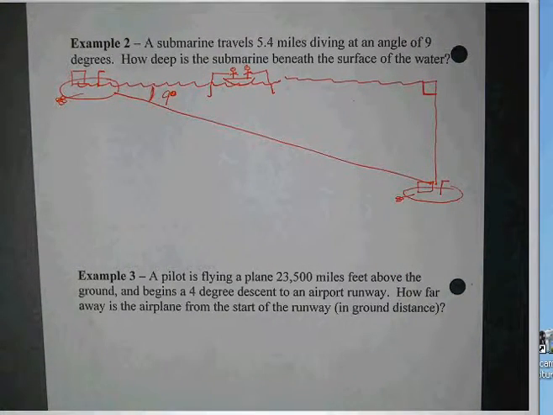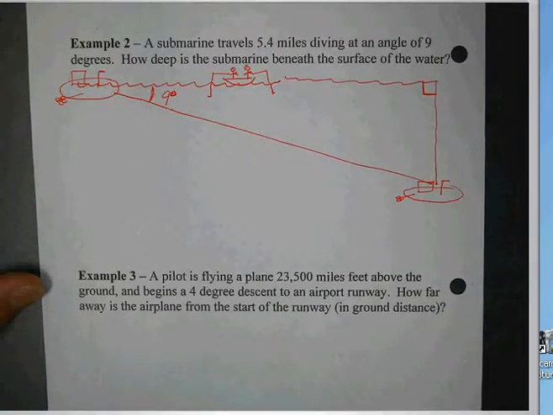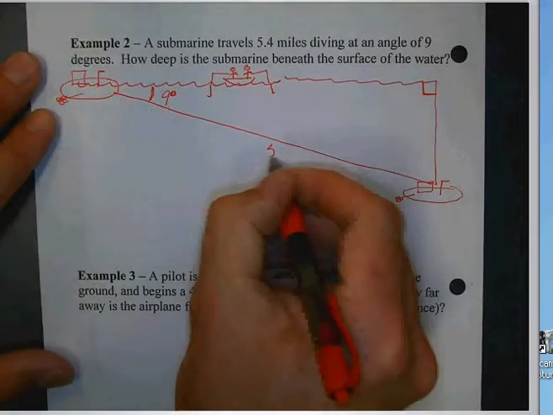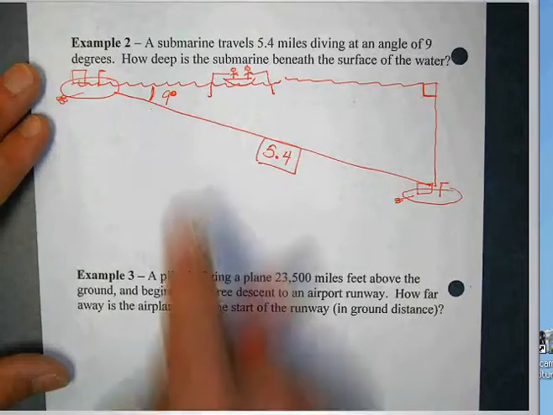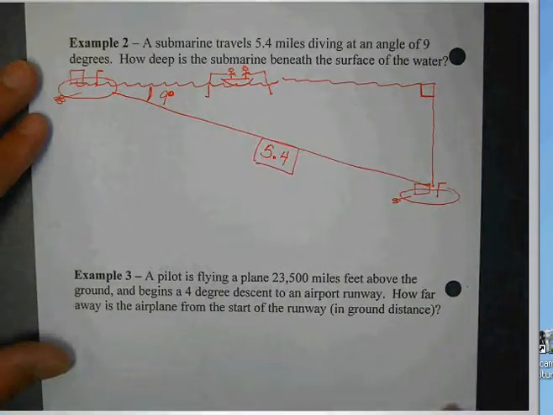Because it's traveling 5.4 miles. Is the submarine traveling across the surface? Which line is it traveling on? Is it traveling on the diagonal? Yes. So that's the traveling distance. You have to read carefully as to what you're thinking. So this is the 5.4. How deep is the submarine beneath the surface of the water? I want the vertical. So that's the depth, D.